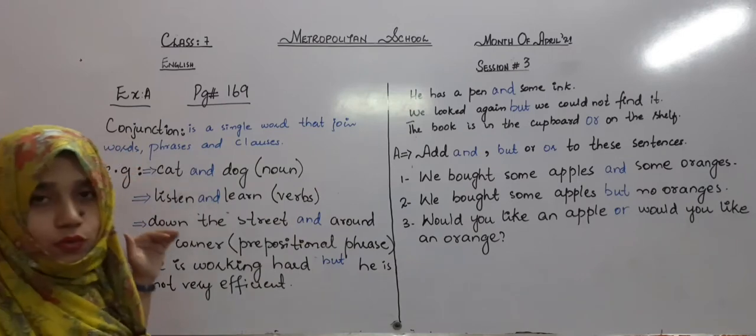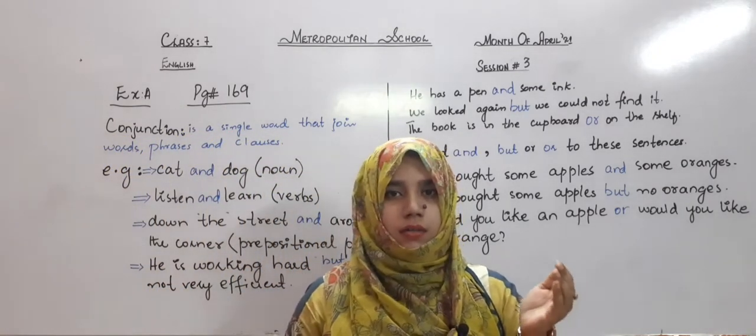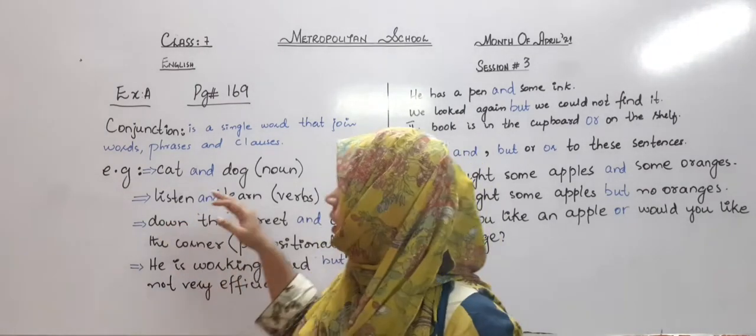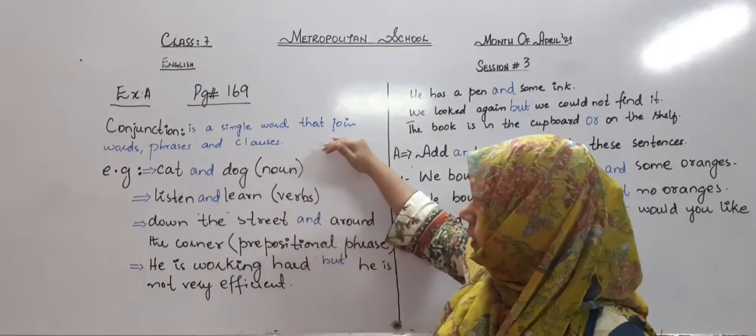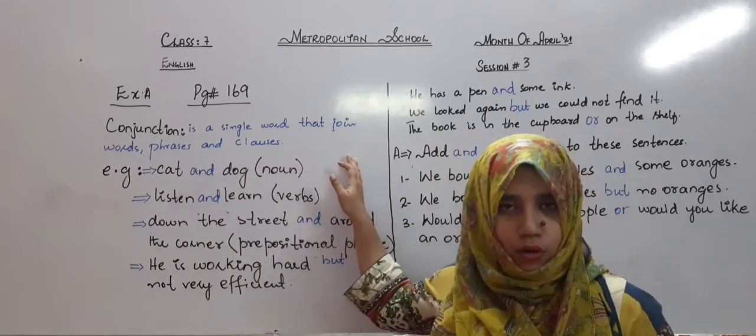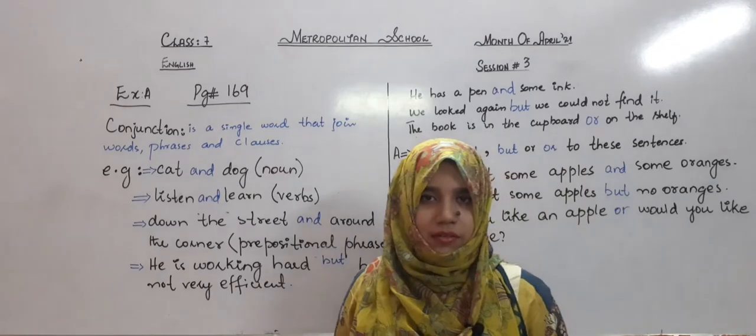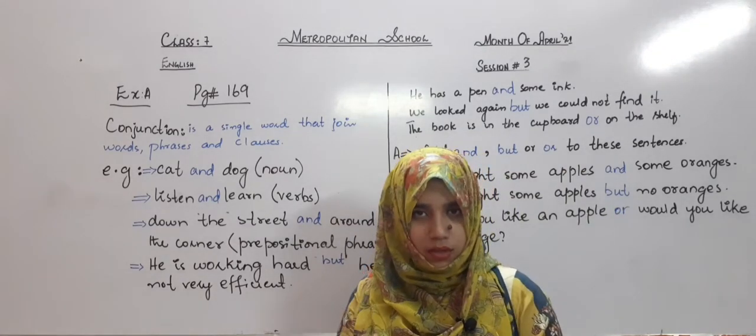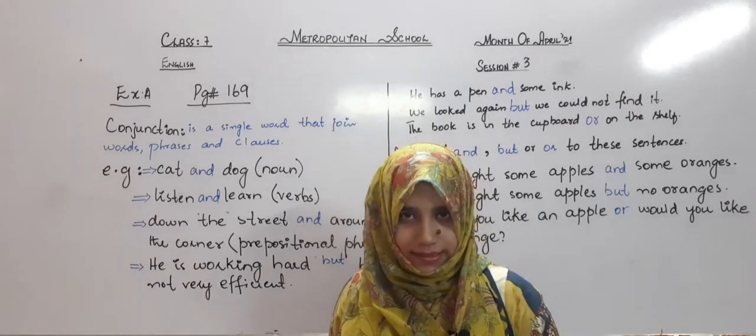So students, let's start our topic, and the topic is conjunctions, right? So what is a conjunction? You already know and have learned about the parts of speech, and it is one of them. What is the definition? It is a single word that joins words, phrases, sentences and clauses. In other words, in a very simple way, we can say conjunctions are joining words, which join words or sentences with other words or other sentences.